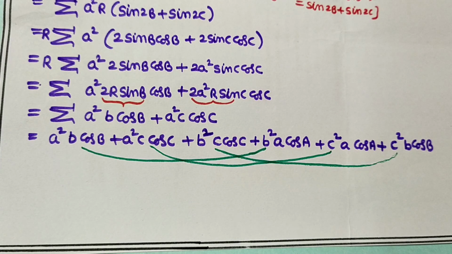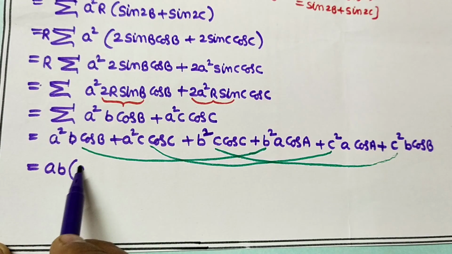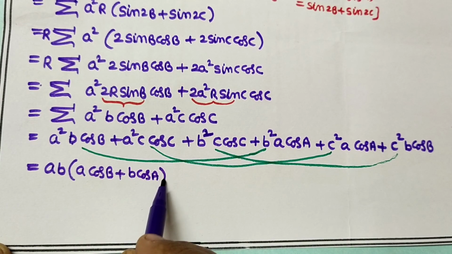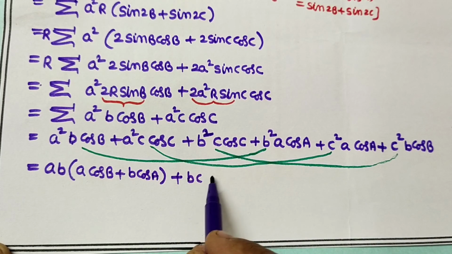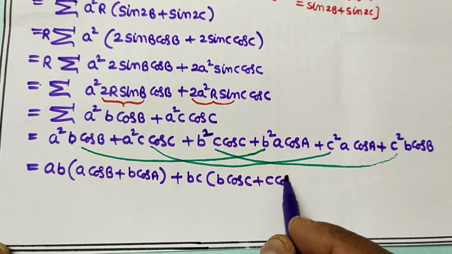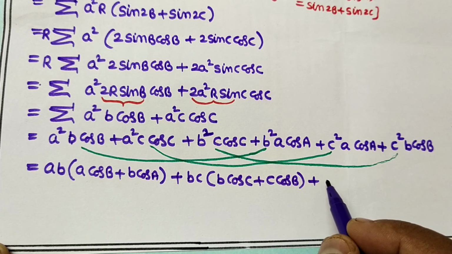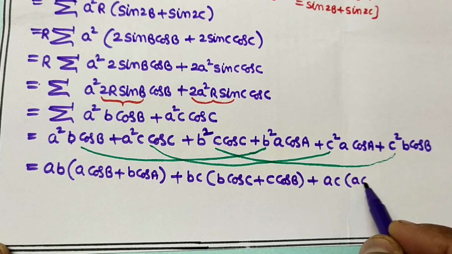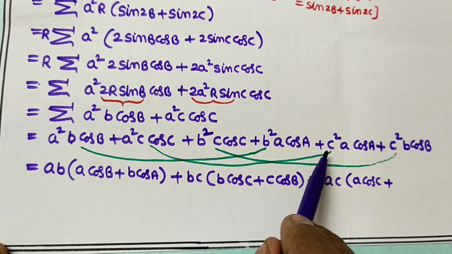Now it becomes, if we take common ab from these two, here a cos B plus here b cos A. Next, from these two, if we take common bc: b cos C plus c cos B. Plus, from the second and fifth terms, ac if you take common: a cos C plus c cos A.